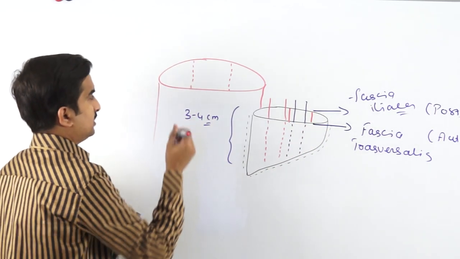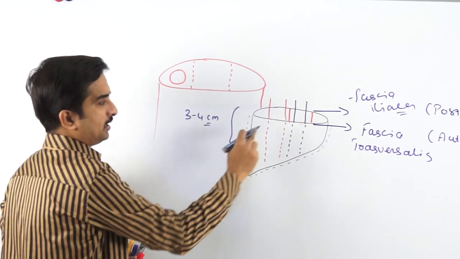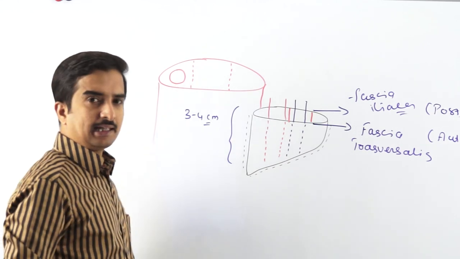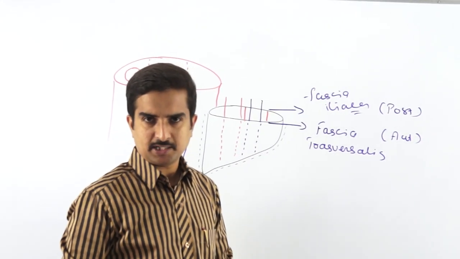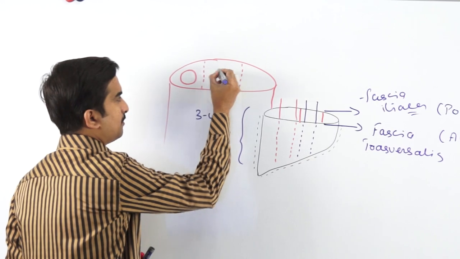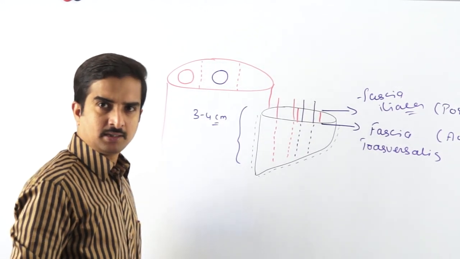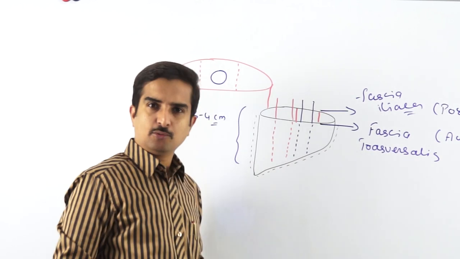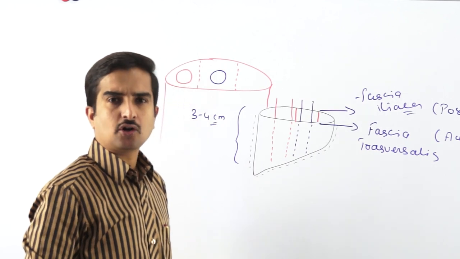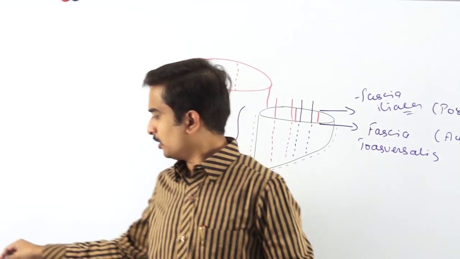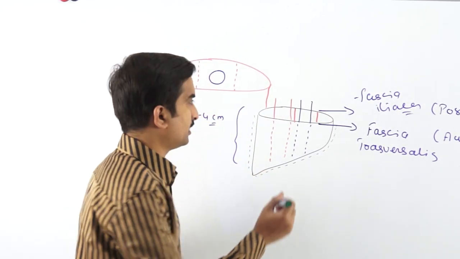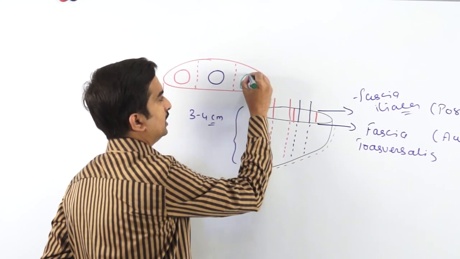The lateral compartment contains the femoral artery. That is the reason it is called the lateral or arterial compartment. Next is the intermediate compartment, or venous compartment, because it contains the femoral vein. Next, the medial compartment is called the lymphatic compartment because it contains the lymph node of Cloquet or of Rosenmüller. So here I will draw, this is the lymph node.